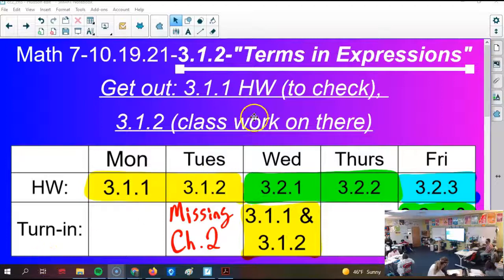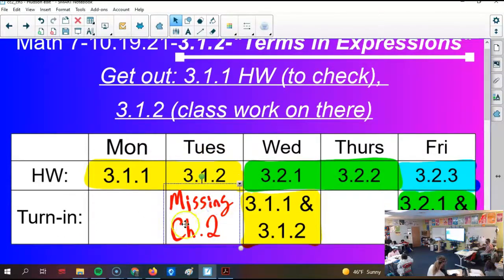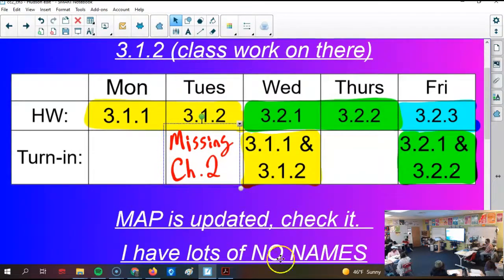The final Chapter 2 homeworks, or the Chapter 2 closure. So today what you need to turn in is anything that's missing from Chapter 2. Check map. It's up to date. But I have lots of no-names on my board. My land of no-names is over here now.